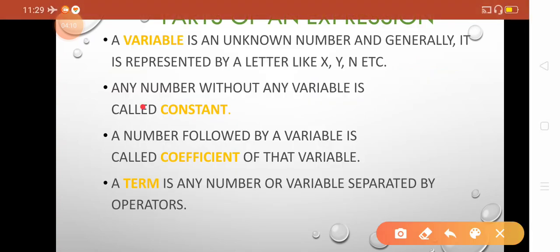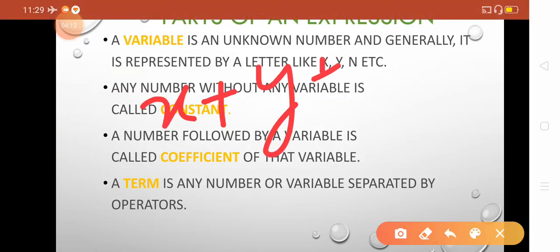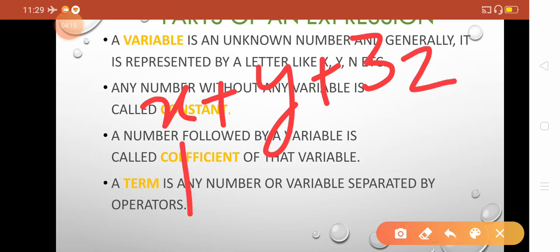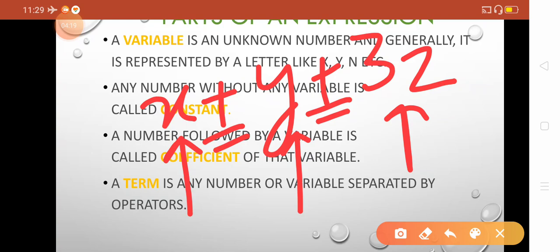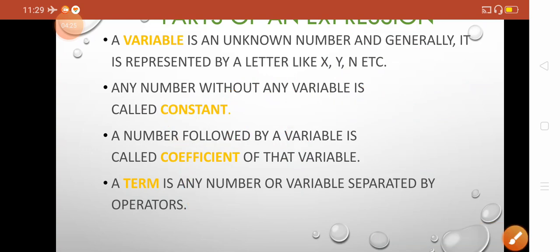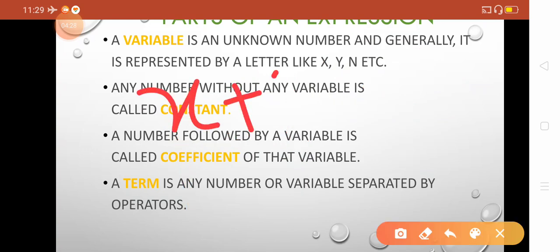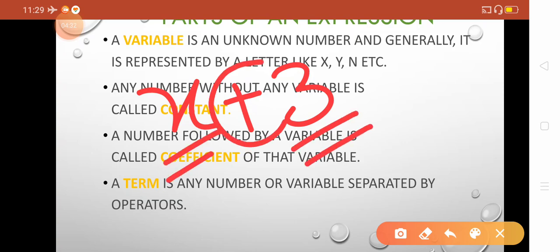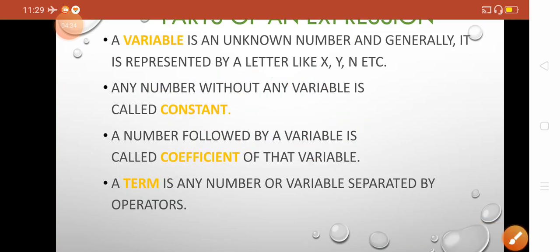You can take another example, x plus y plus 3z. Here x, y and z are separated by the operation plus. So x is a term, y is a term and 3z is also a term. If a simple number is written, like x plus 3, so x is a term and 3 is a term because they are separated by the operation plus.